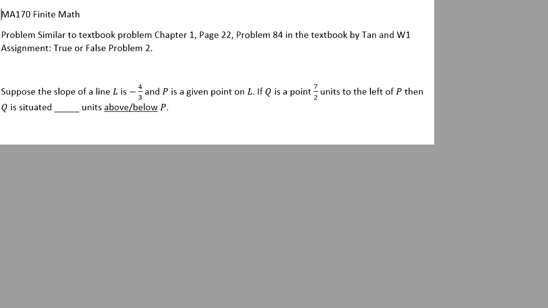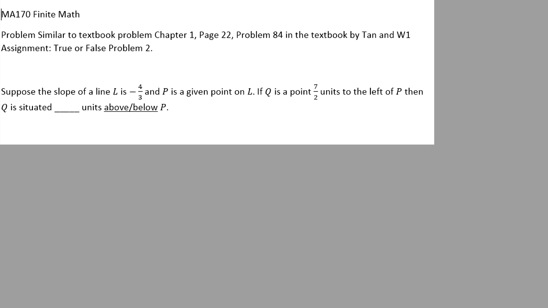Let's just read over the problem real quick. Suppose the slope of a line L is minus 4/3, and P is a given point on L. If Q is a point 7/2 units to the left of P, then it's asking us to find where Q is situated in relation to P. Then Q is going to be so many units above or below P.